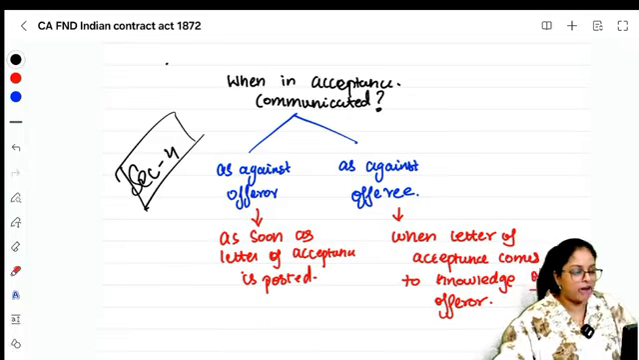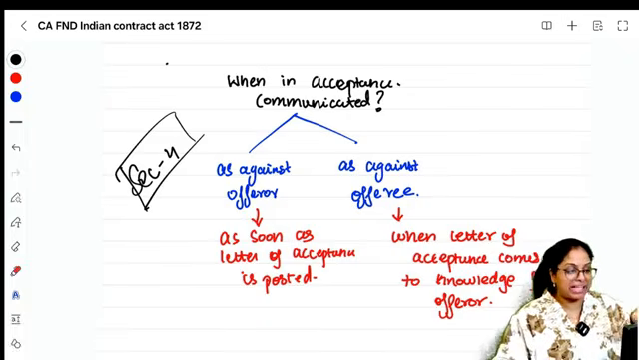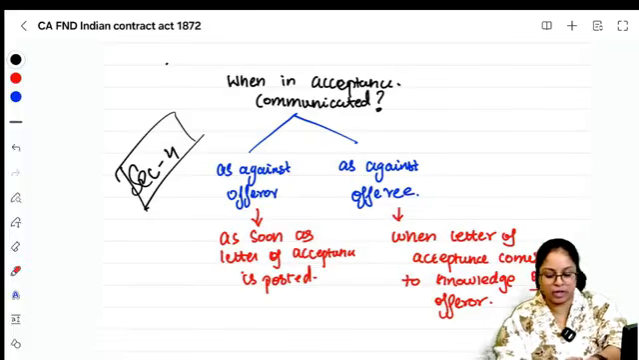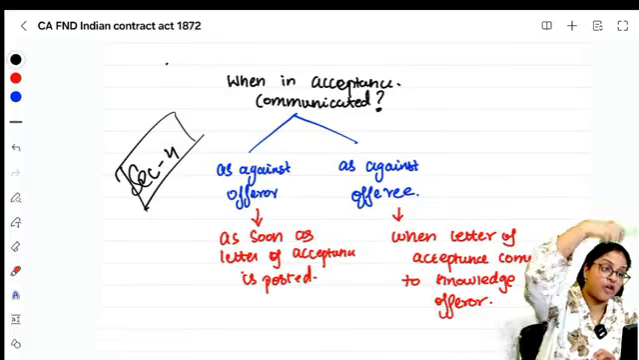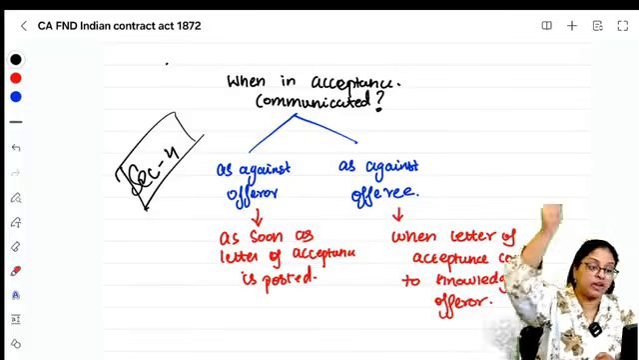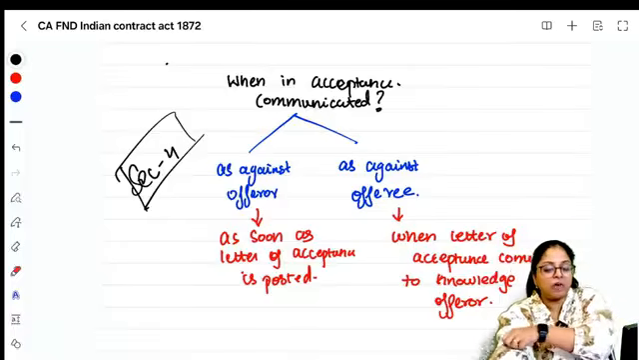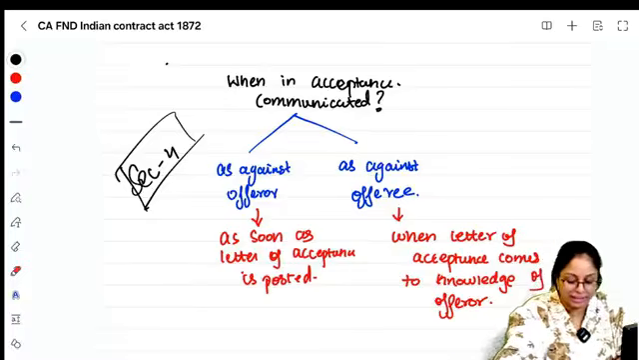Revocation. Offer எப்போ வரைக்கும் revoke பண்ணலாம்? அவன் acceptance கொடுக்கிறதுக்கு முன்னாடி வரைக்கும் நீ என்ன பண்ணிக்கலாம்? Revoke பண்ணிக்கலாம். And acceptance எப்போ வரைக்கும் revoke பண்ணிக்கலாம்? அவனுக்கு, that is offeror க்கு, offer ஓட acceptance போய் reach ஆகிற வரைக்கும் நீ என்ன பண்ணலாம்? Revoke பண்ணலாம்.